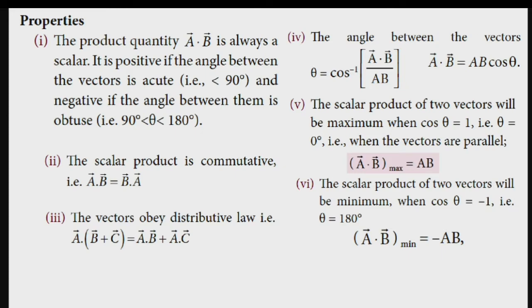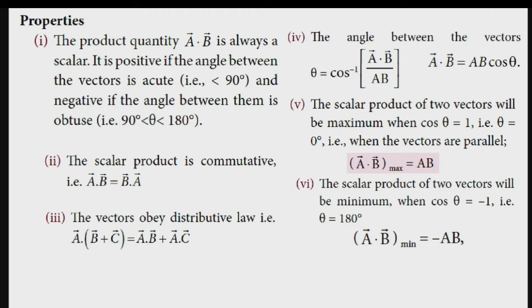Then the angle between the vectors, theta is equal to cos inverse bracket A vector dot B vector by AB. A vector dot B vector is equal to AB cos theta. So theta is equal to cos inverse A vector dot B vector by AB.